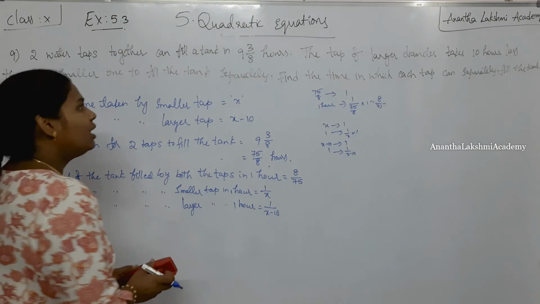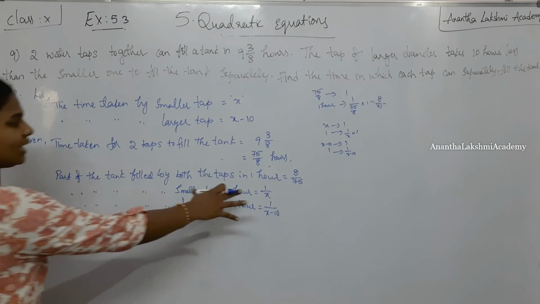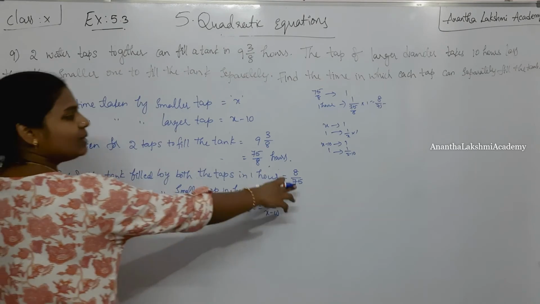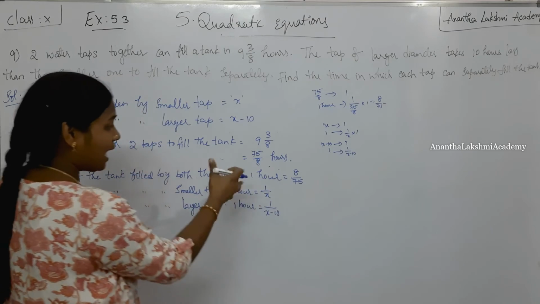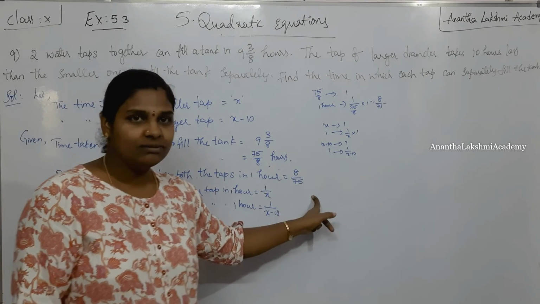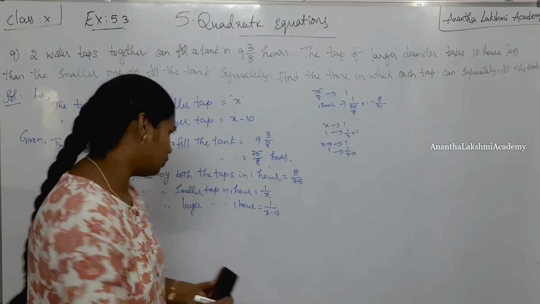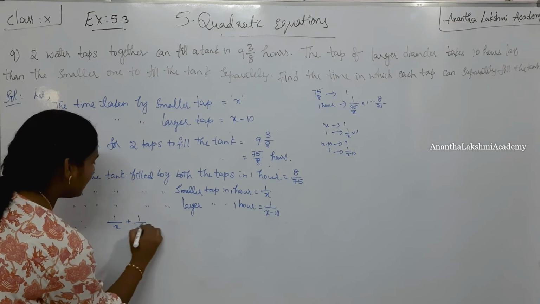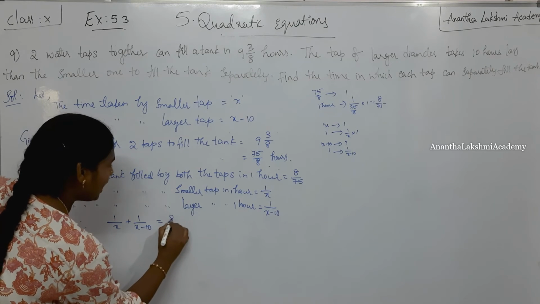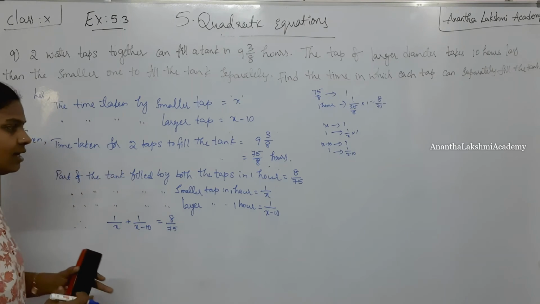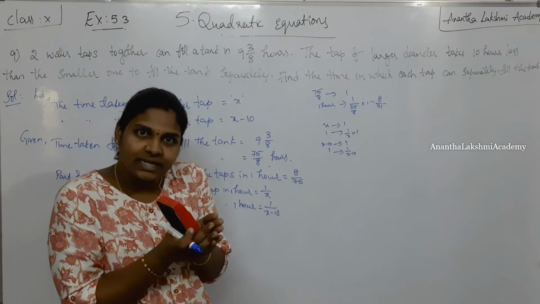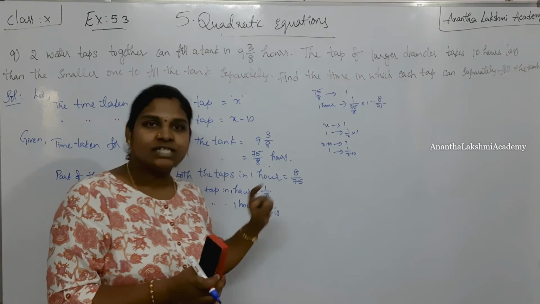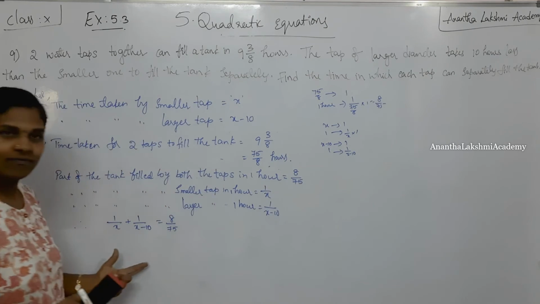Okay, now, so when the smaller tap fills this much of the tank, and the larger tap fills this much of the tank, both the taps together fill this much part of the tank. So, therefore, we can write it as 1 by x plus 1 by x minus 10 is equal to 8 by 75. Why? When two taps together are filling the tank, only then this much part of the tank is being filled, isn't it? That's what we have written.